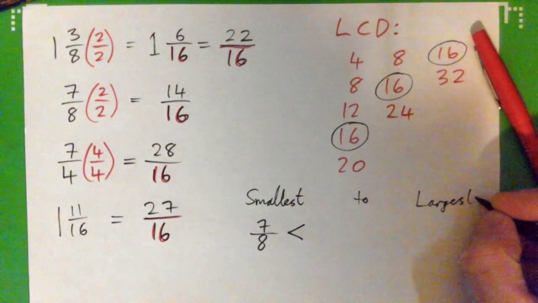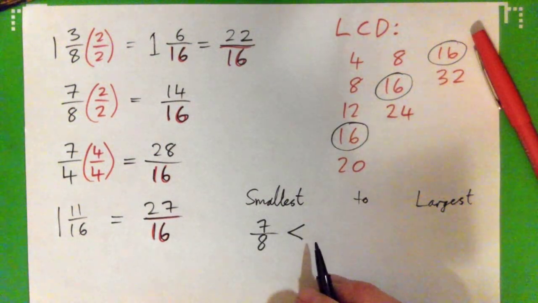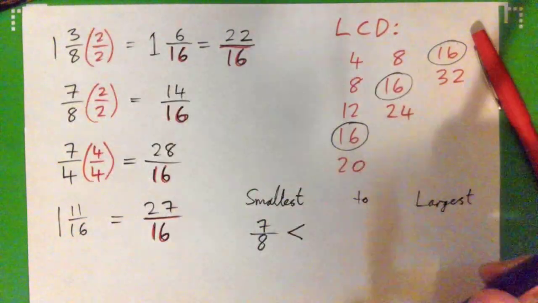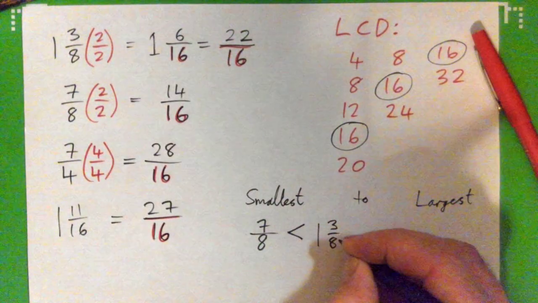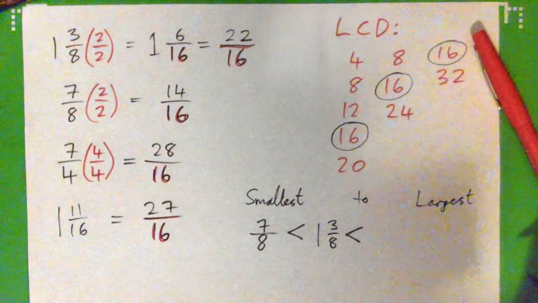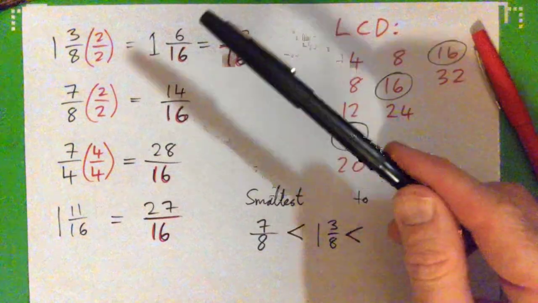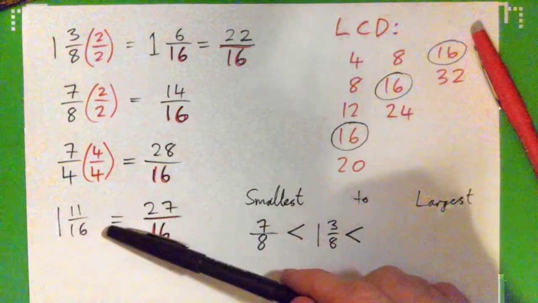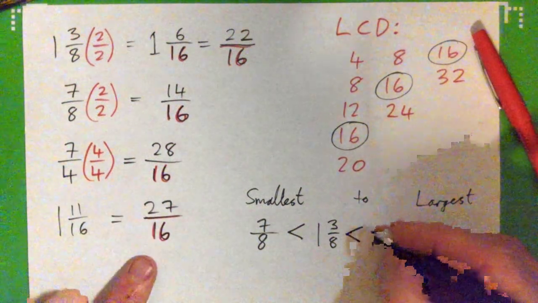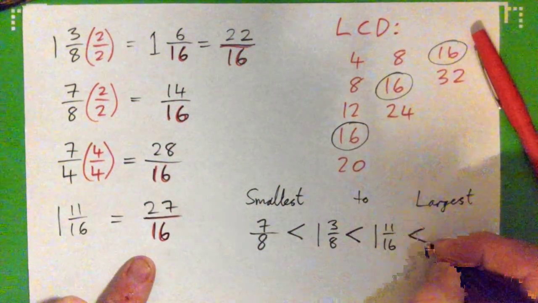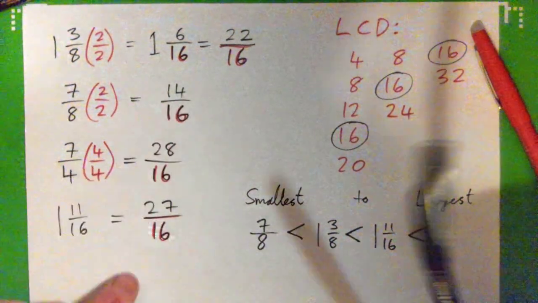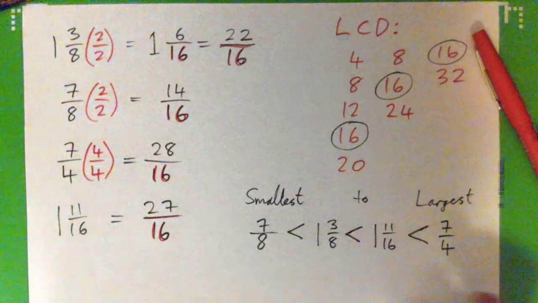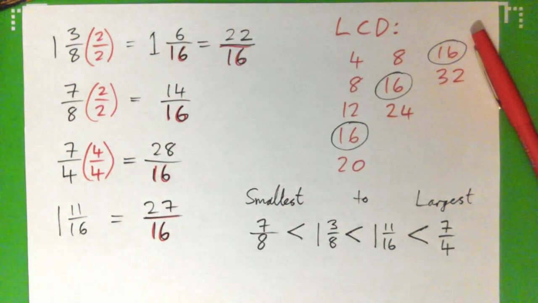So what's the next smallest? Right, 22/16, that's your 1 and 3/8, right? And the next one up, after 14 and 22, is this guy here, 1 and 11/16, or 27/16, and then the largest, this one, 7/4. Perfect. So that's smallest to largest. Good with that? Beautiful.